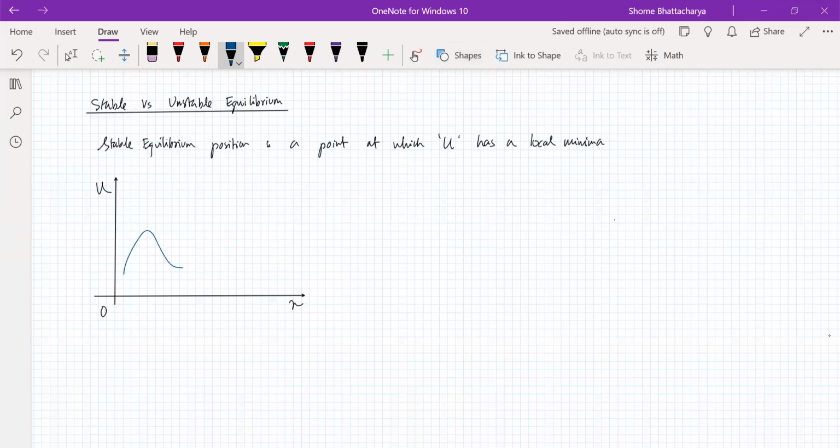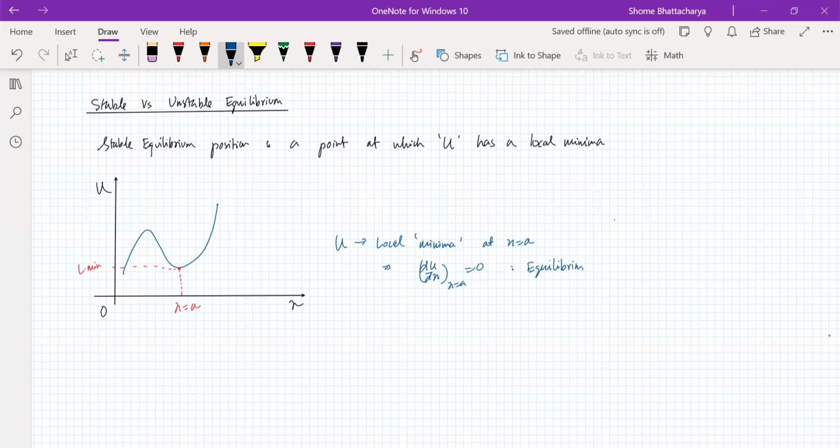So if this is our potential energy graph, you can see that suppose this point is x equal to a. So at this point, we have the local minima. So U has local minima at x equal to a. So that means two things, that du by dx at x equal to a is 0. So that means there is equilibrium.